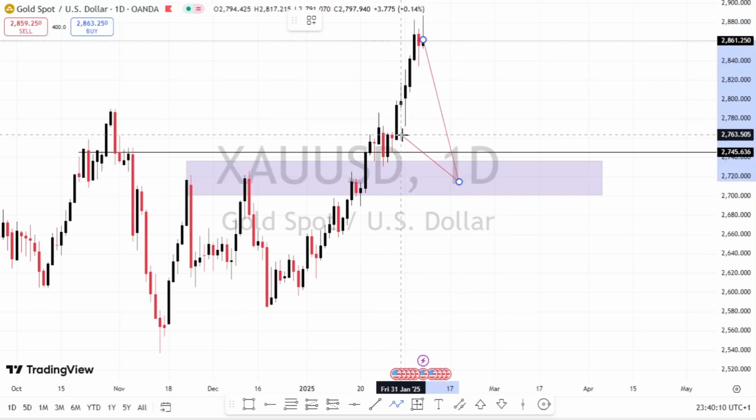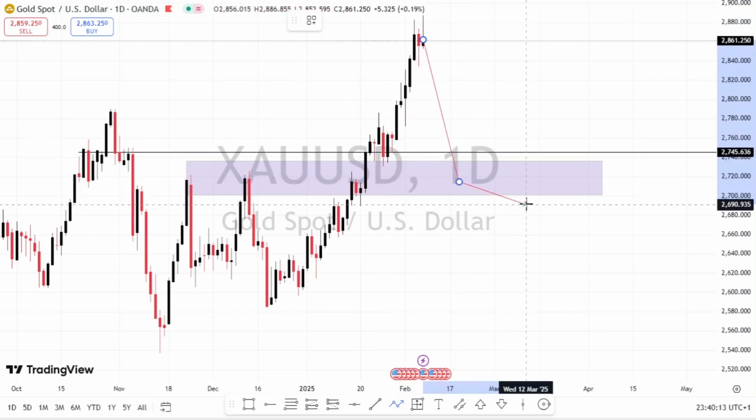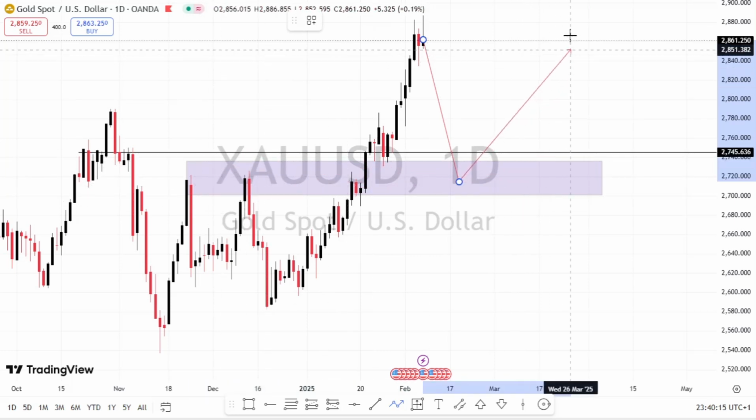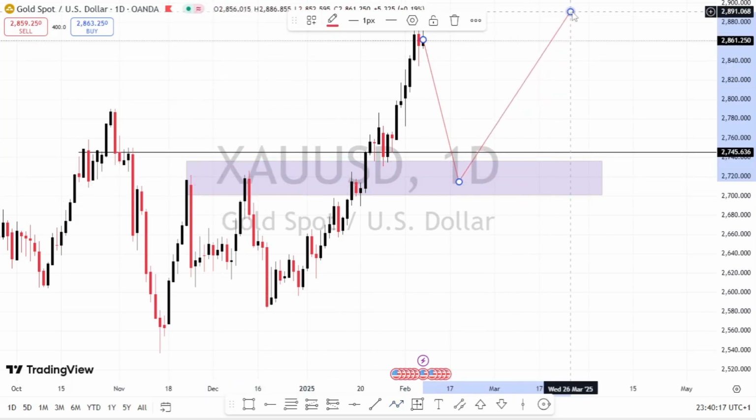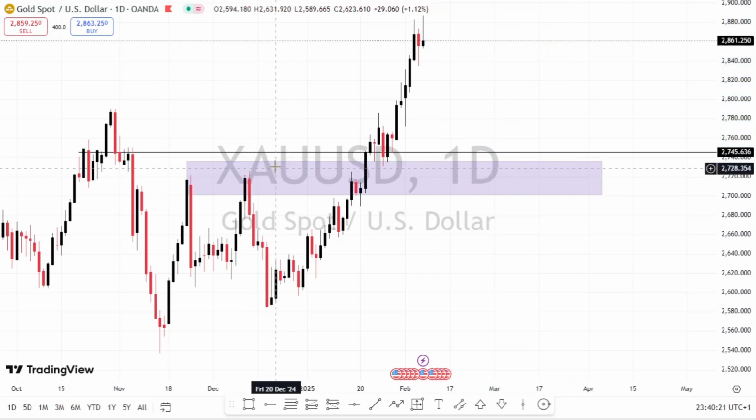But as I said, this is our first TP level. This is our final TP level before we can see continuation of buy up to possibly $3,000 per ounce of gold.